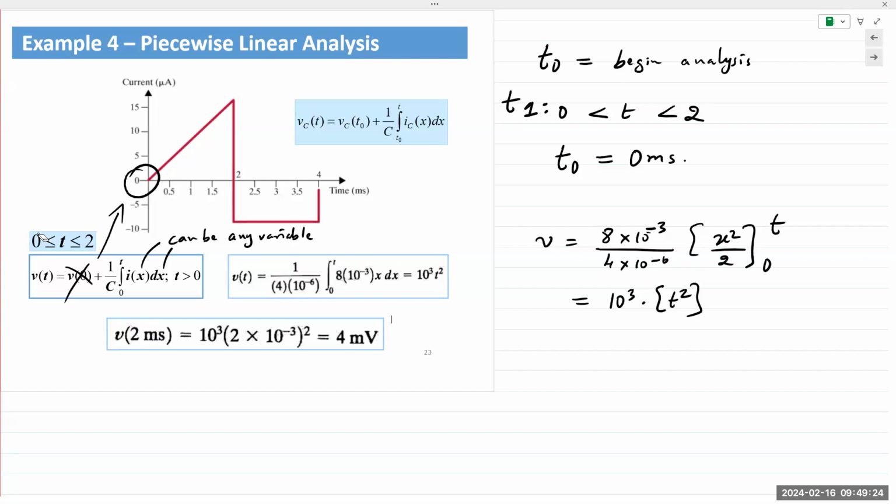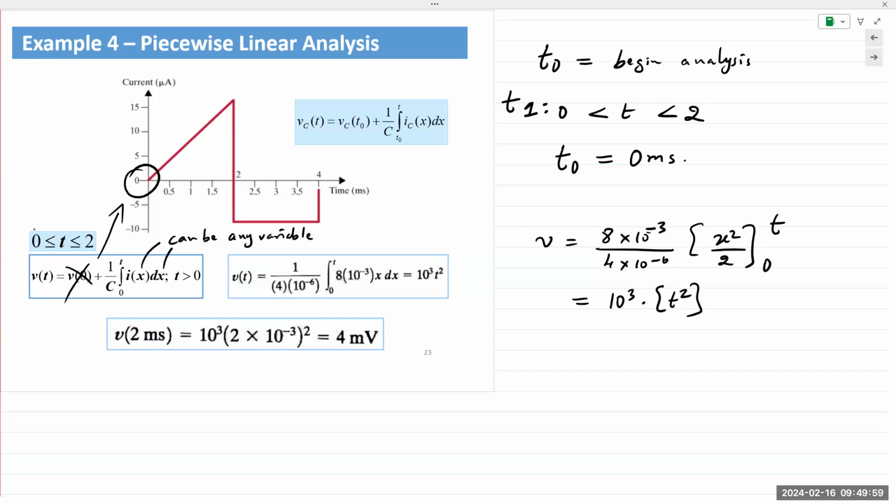Does it make sense? Okay, 10 cubed times t squared. If I now want to find the value for t anywhere between 0 and less than 2, I simply plug in the value of t. If I wished to find the value of the voltage at 1 millisecond, I would plug in t equals 1 millisecond. If I wish to find it at 1.1 milliseconds, I can still do that. Simply plug in t as 1.1 and find the value.